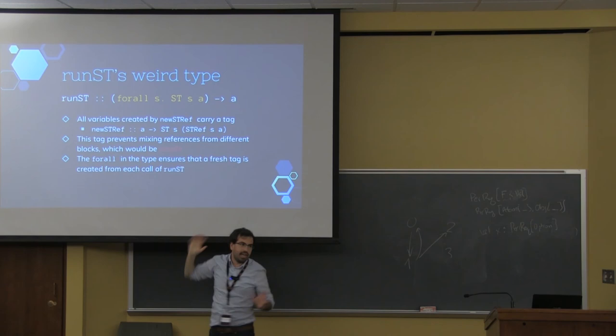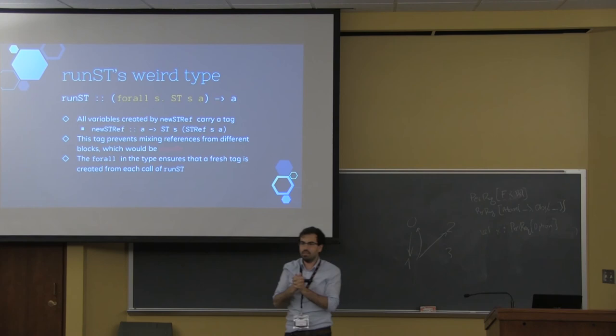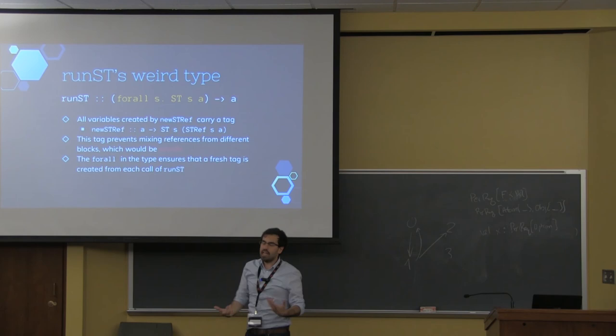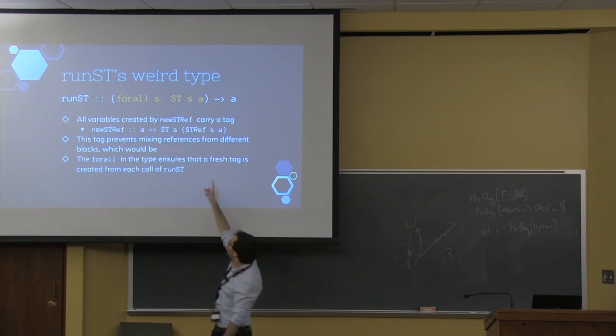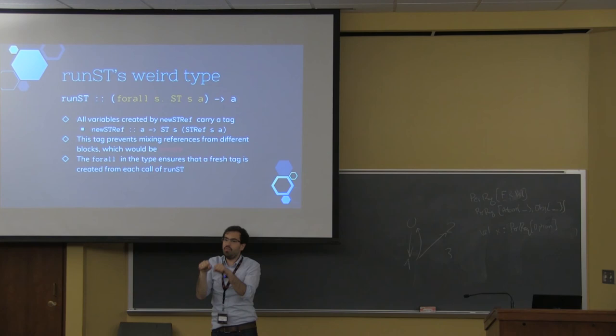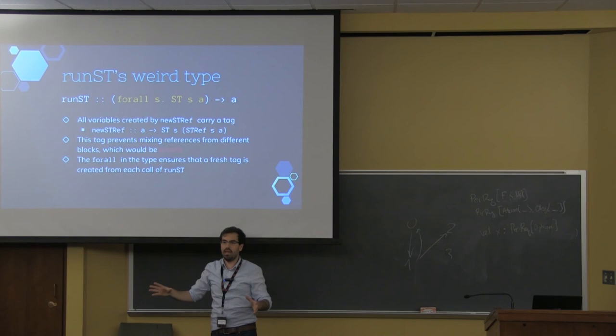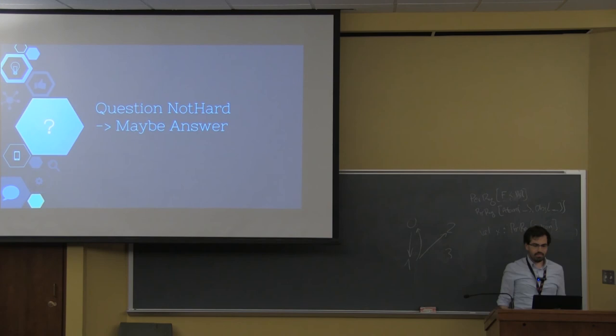Does it mean that the compiler somehow creates a new type for each one? It doesn't have to, it's only a type level thing. The way forall works is that inside the compiler, every time you see a forall, it's like you make a new rigid variable for this S, and these are all different. So this is only something which warrants that things won't be mixed, but you don't have to have any kind of runtime representation. This is all type level trickery. Okay. More questions?